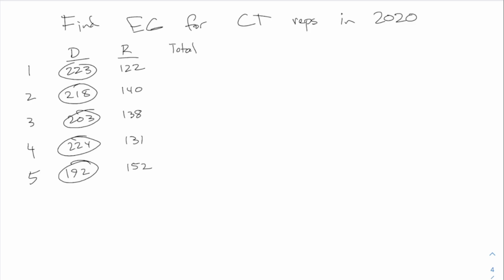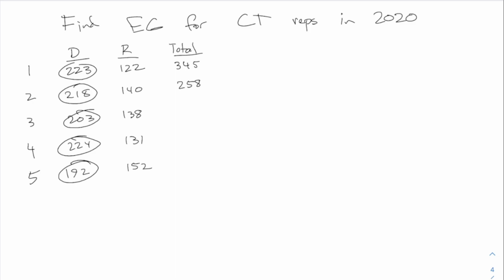If you're doing one like this, there's one on the homework that's kind of like this. You should use a calculator if you want to do all of these additions. Anyway, the total is I just add these two columns, and it's going to be slightly different every time, which makes this a little more interesting. So 223 plus 122, that is 345, I believe. Next row, 218 plus 140, that's 258.